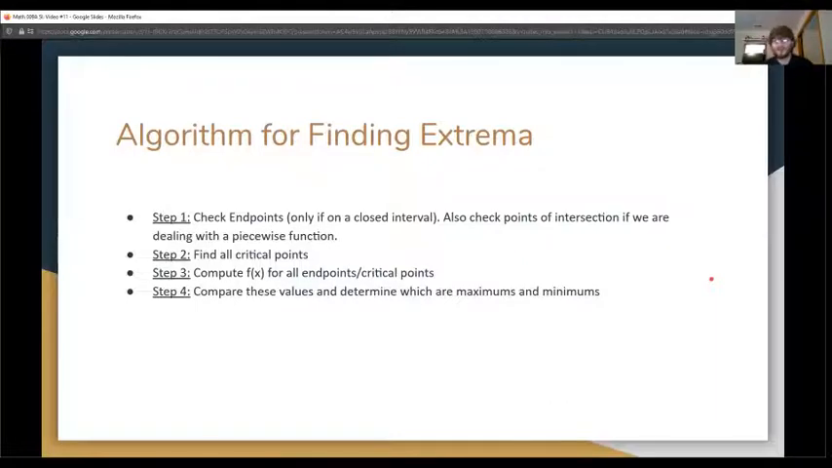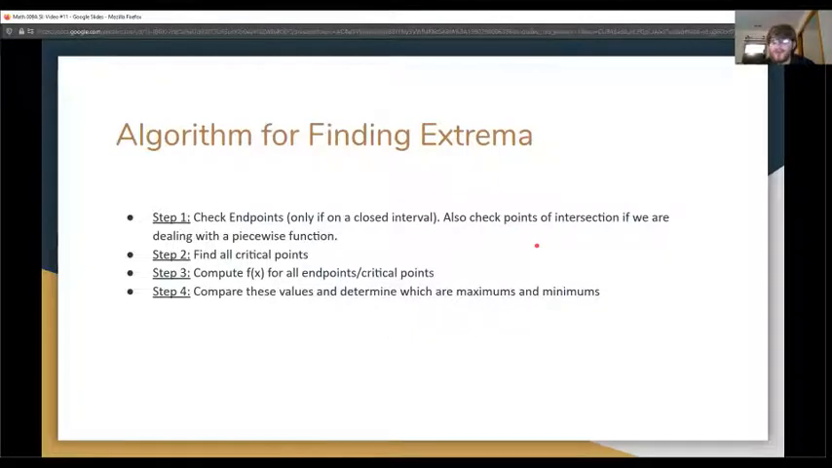And here is a definite algorithm that we can use to find extrema. Step 1, we want to check our endpoints, but we only want to do that if it's on a closed interval. If it's an open interval, we don't even need to worry about endpoints. Also during this step, we can check points of intersection if you're dealing with a piecewise function.